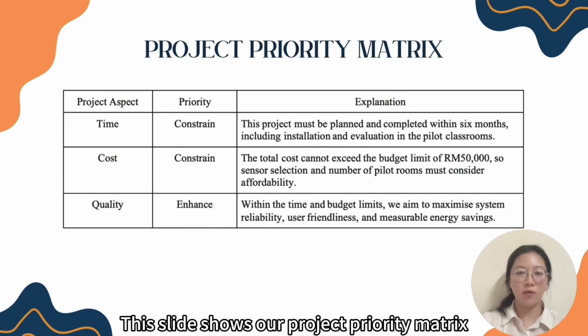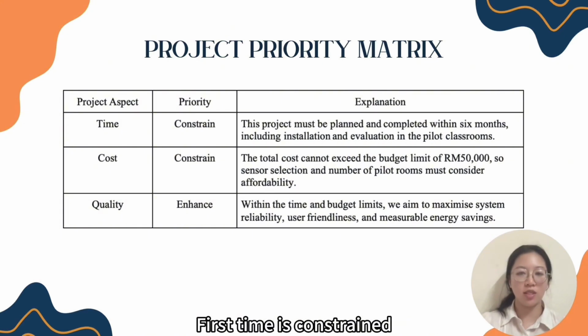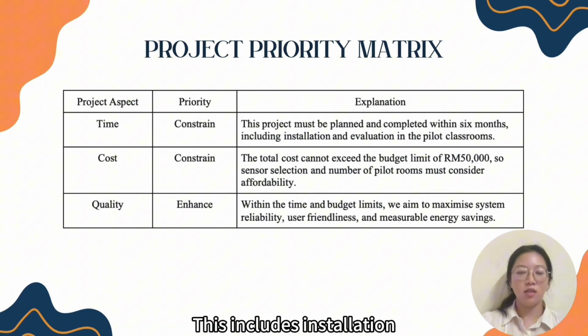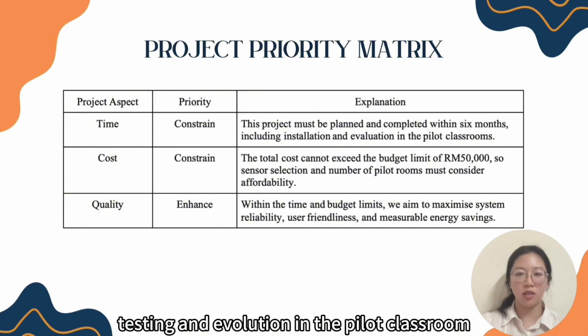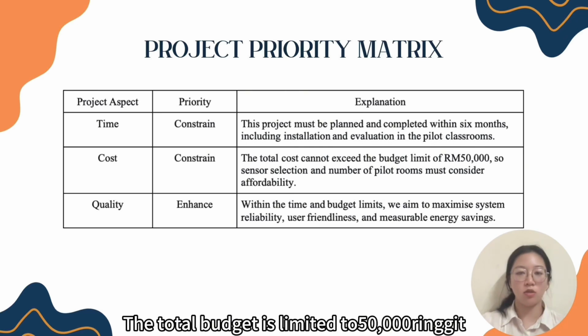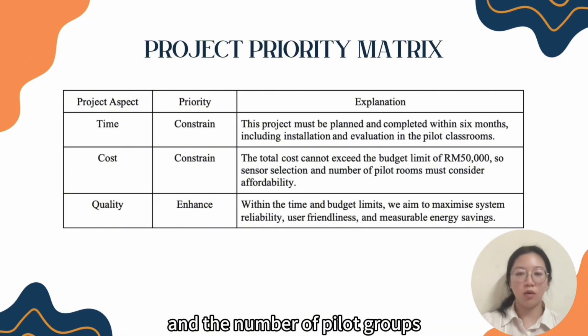This slide shows our project priority matrix. In this project, time and cost are treated as constraints. First, time is constrained because the project must be completed within 6 months. This includes installation, testing, and evaluation in the pilot classrooms. Second, cost is also constrained. The total budget is limited to 50,000 ringgit, so we must carefully control hardware selection and the number of pilot rooms.